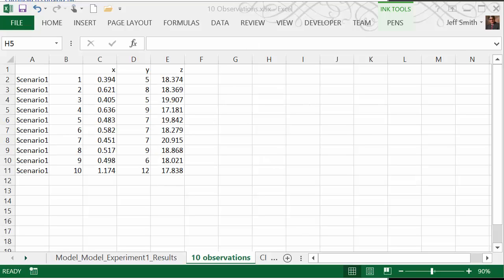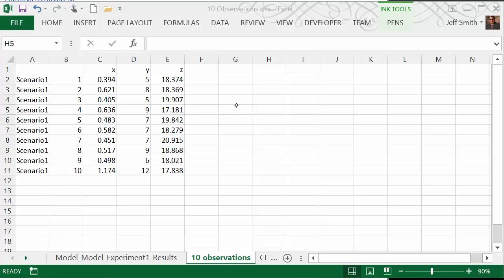So here we have 10 observations of the 3 random variables of interest to us, where x represents the average time in system for the first 100 patients, y represents the maximum queue length, and z represents the time in hours, starting from when the first patient arrived till when the 100th patient arrived.